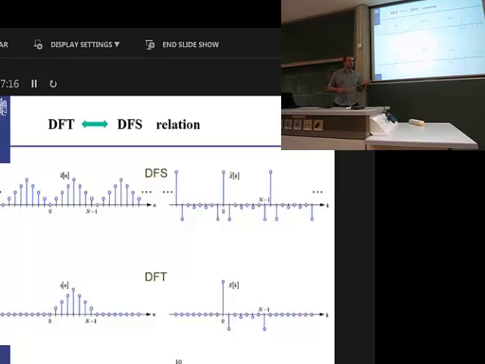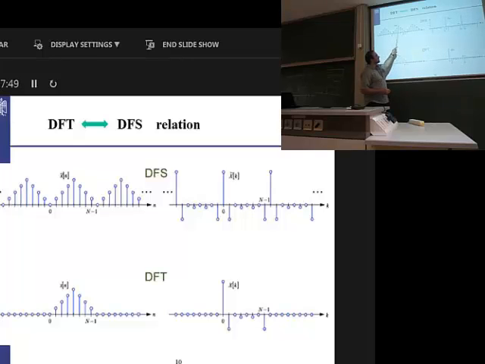So in general, we know that for the DFS, we had a periodic signal. Every periodic signal we can denote with x tilde. Here we have a periodic signal with period N. So we see that the sample at 0 is repeated at the N location.